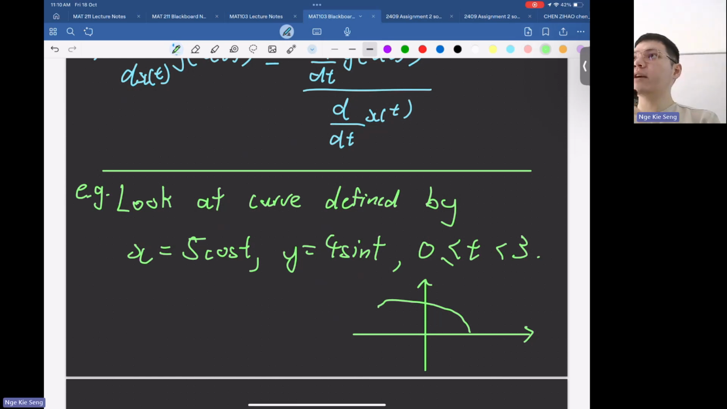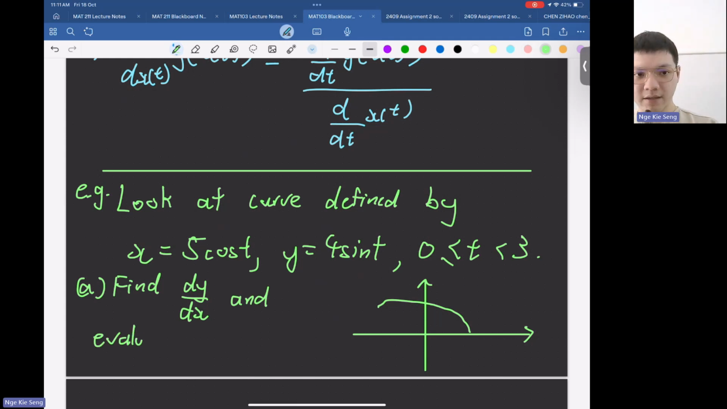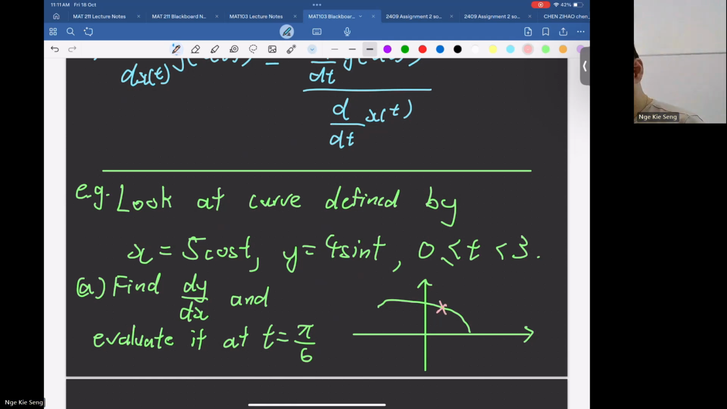The first question we want to look at: again, calculus means what? Infinitesimal study. We want to study a small place, zoom in, and look locally at what happens. For example, say we want to find the gradient of this curve at the point where t equals pi over 6, around somewhere here. You can check if you are not sure.